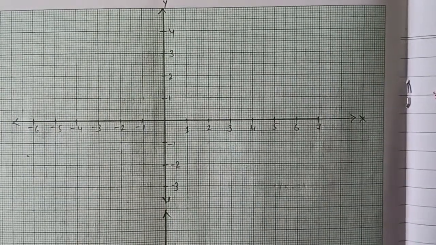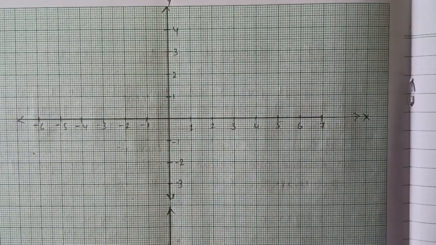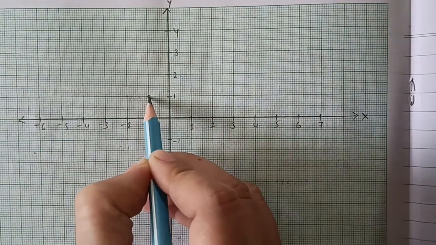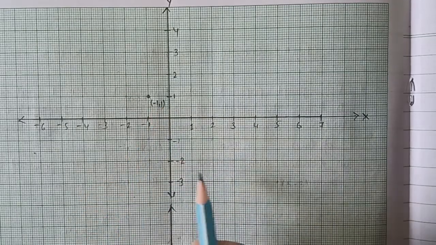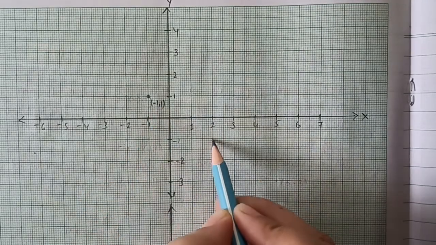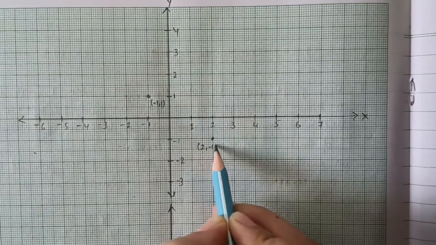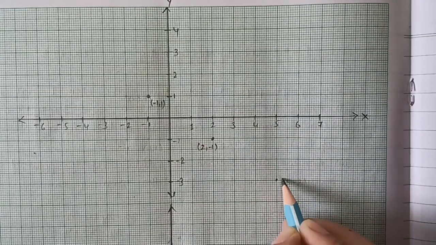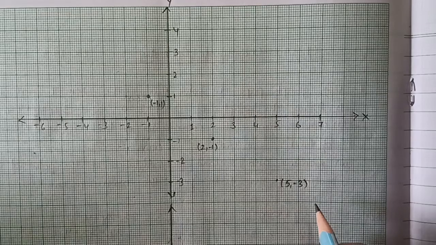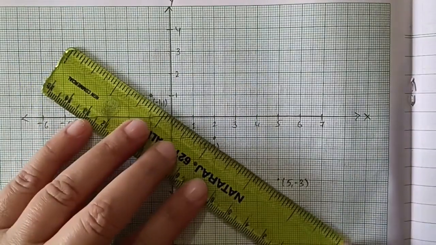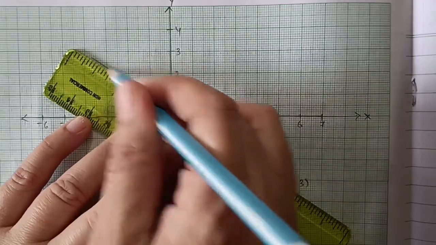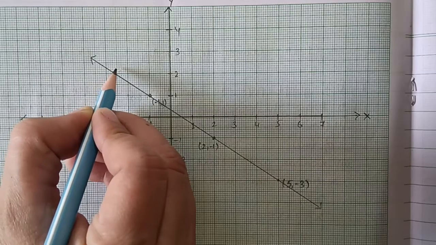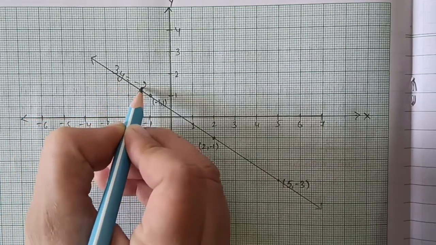So we will take a graph and mark the x-axis and y-axis. For the first line, the first point is minus 1 comma 1. The second point is 2 comma minus 1. Then the third point is 5 comma minus 3. Now these 3 points will be joined. This is for 3y equal to minus 2x plus 1.